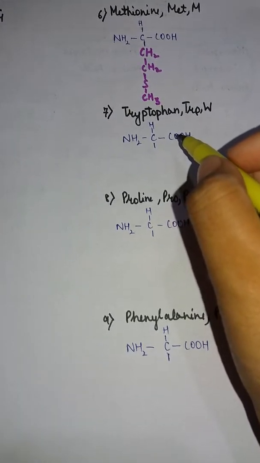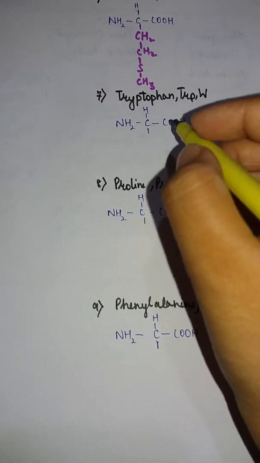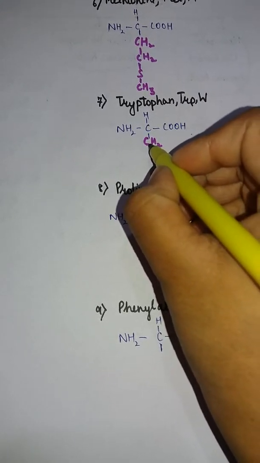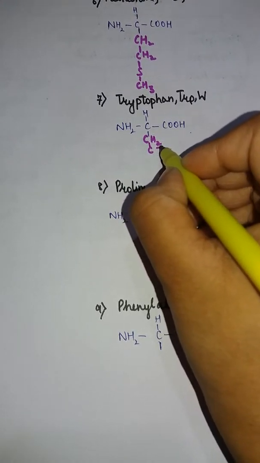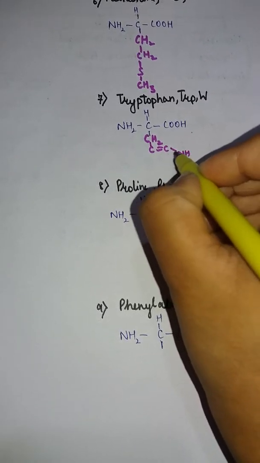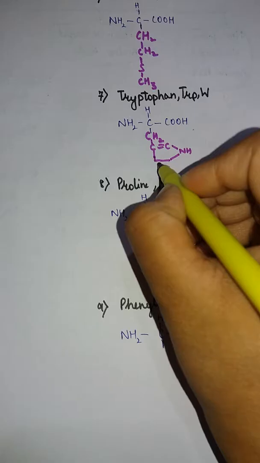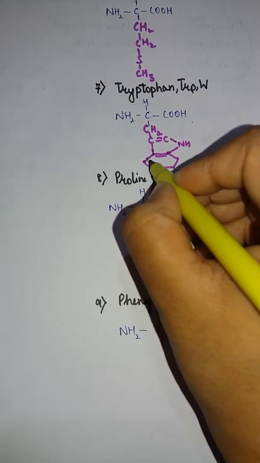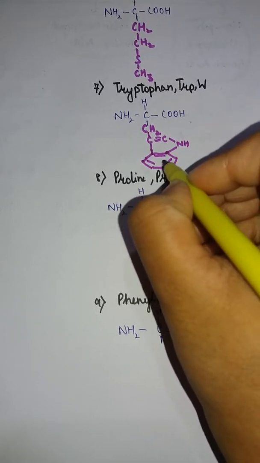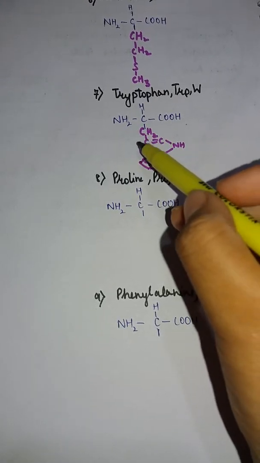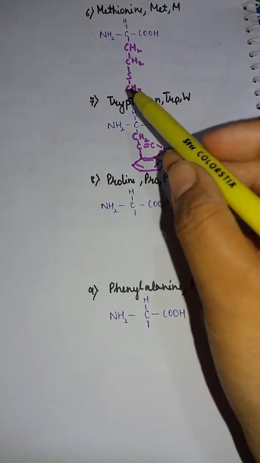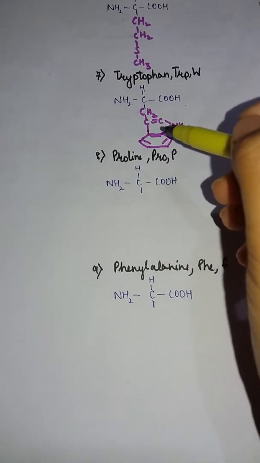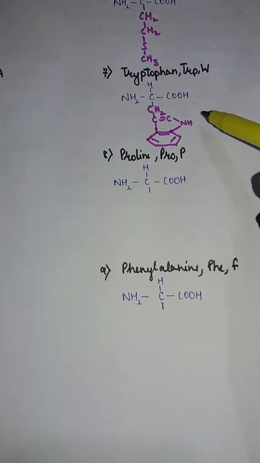Then tryptophan. Tryptophan is a cyclic amino acid, you can say, because it contains rings. It has 2 rings. The CH2 group is further attached to 1 pentose ring and 1 hexose ring. There are 4 double bonds. So this is 1 pentose ring and this is 1 hexose ring. Of all the structures, tryptophan is the largest amino acid. Its structure contains more carbon atoms.